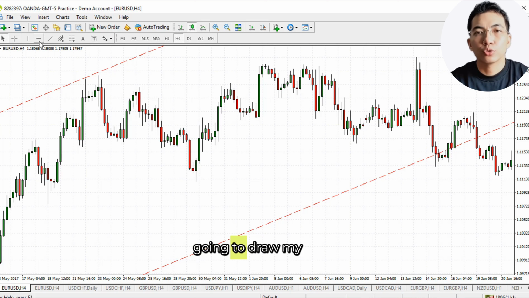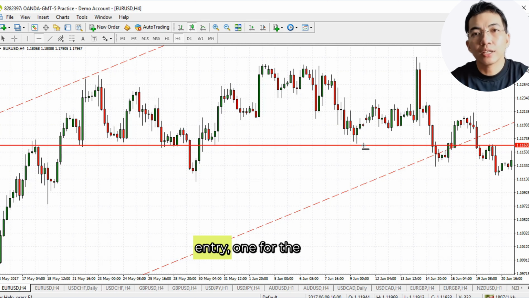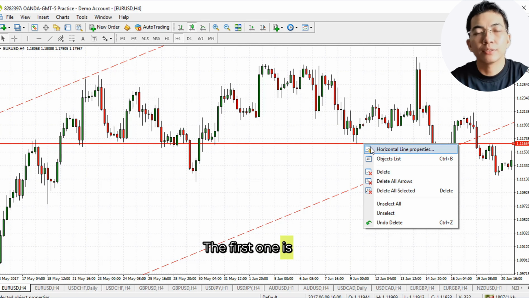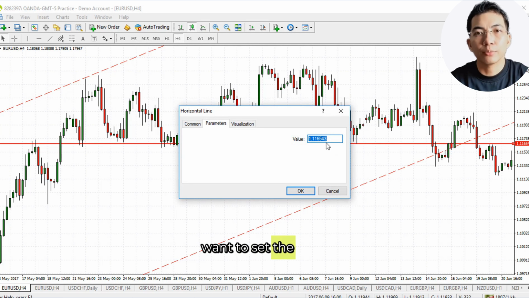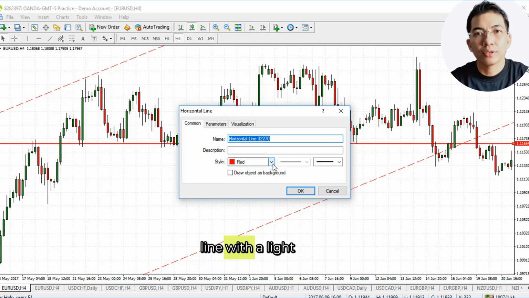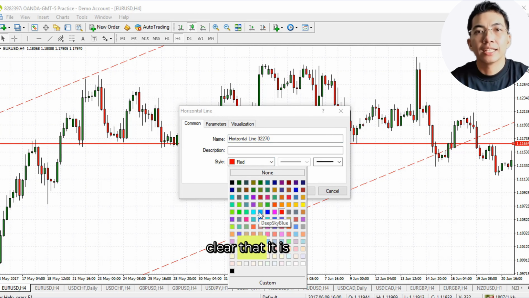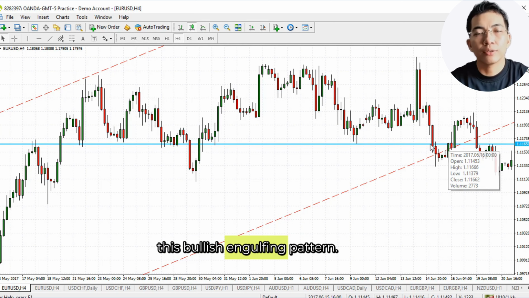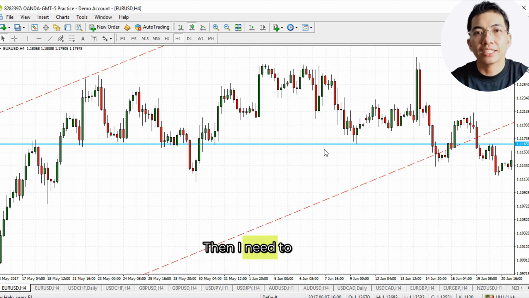First of all, I'm going to draw my lines, one for the entry, one for the stop loss and one for the take profit. The first one is my entry and I want to set the price at 1.1165, that is the price that I want. I also color my line with a light blue, so it is clear that it is the line that identifies my entry level. So this line here on the MetaTrader is my entry level after this bullish engulfing pattern. Then I need to decide my stop loss and my take profit.